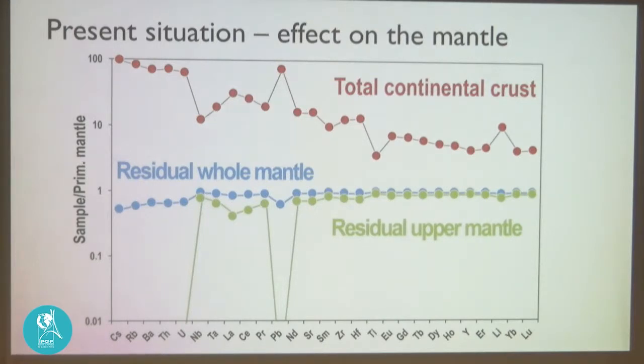If we say that the entire mantle is a residue of the formation of continental crust, in other words, it's well mixed and it's the balance in terms of budget, then what the mantle should be like is shown with these blue dots. So it's a slight depletion in the most incompatible elements. In contrast, if only the upper mantle were to be depleted as a consequence of formation of the continental crust and the rest of the mantle would still be primitive, then we would have the green dots.